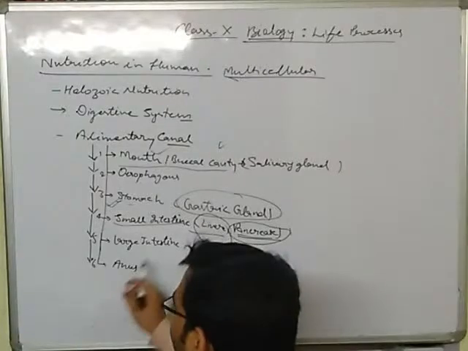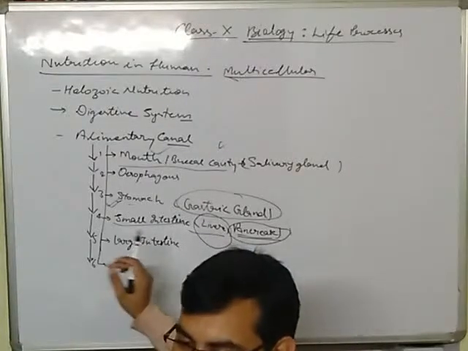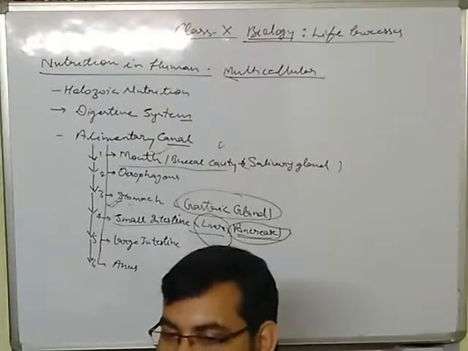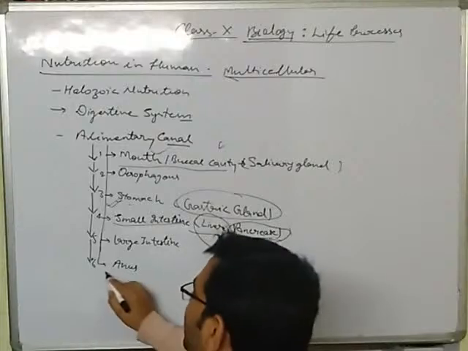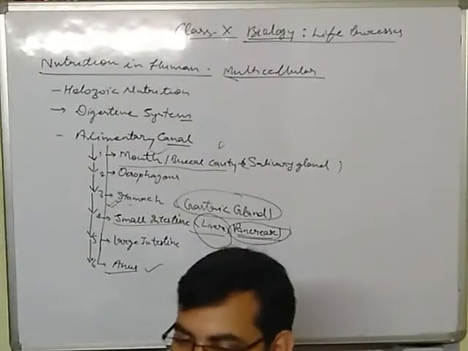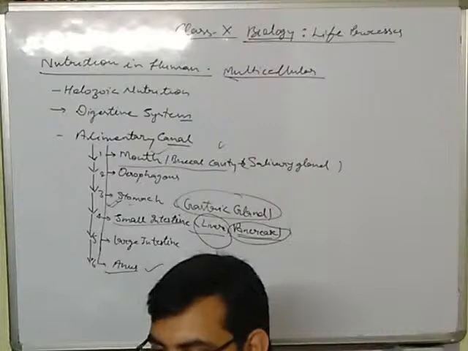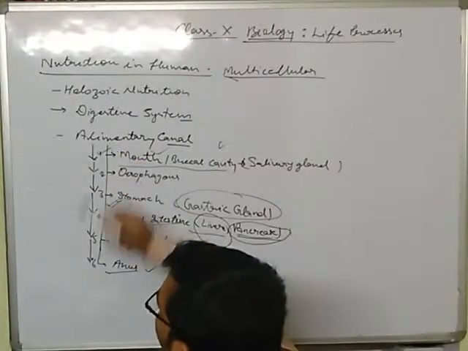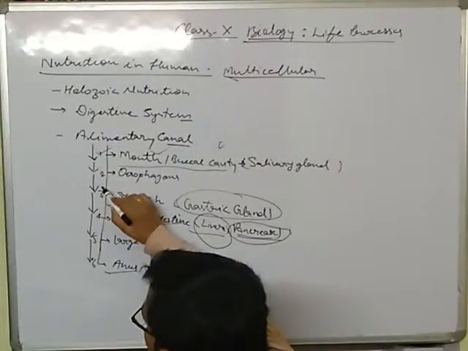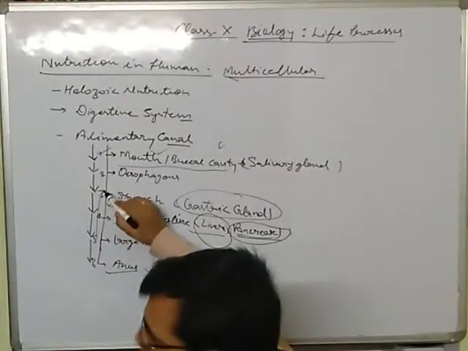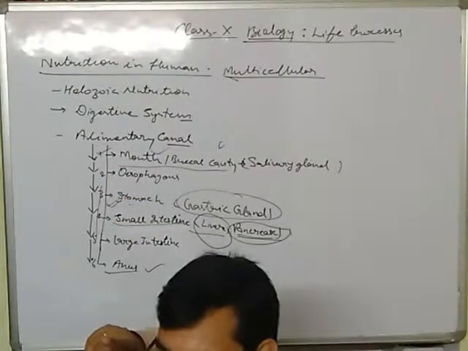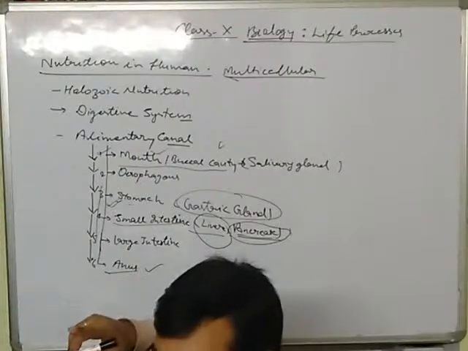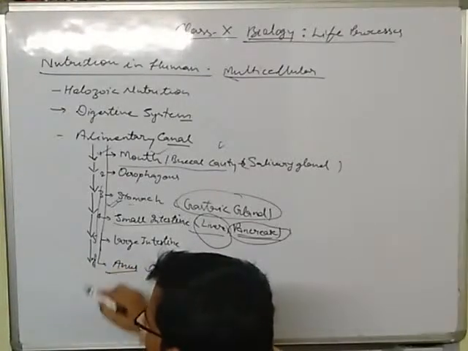It collects in the rectum, and when a sufficient amount of undigested food has collected in the rectum, it is discharged out through the anus by the process of egestion. After that, these parts help in digestion, absorption, and so on.